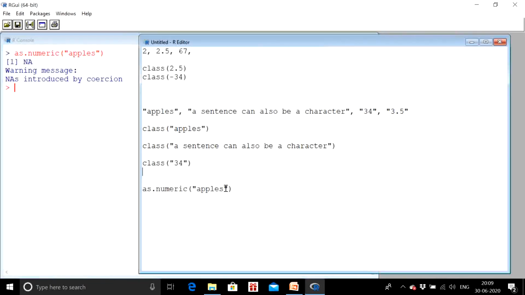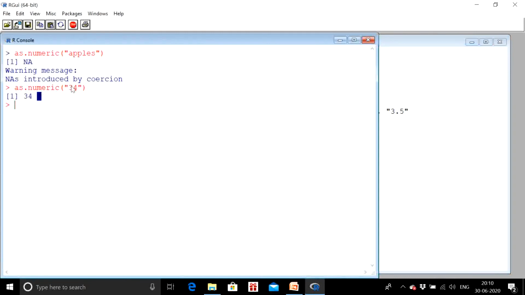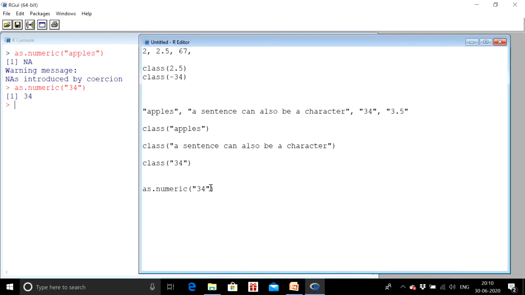Now you can use it. Suppose I want to convert the character 34 into numeric. See what happens. It is going to get converted into numeric. Since I put 34 within quotations, it was a character. But since I am transforming it into numeric, it is getting converted into the normal number 34. See, there are no quotations here. So this is a numeric. You can convert any character, if it is a number, into a numeric data type using the command as.numeric.